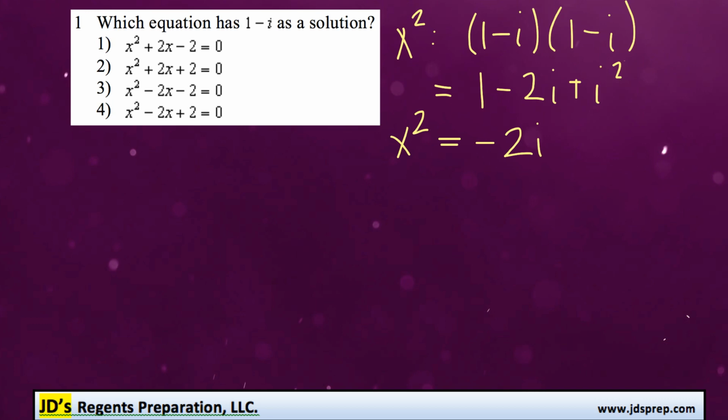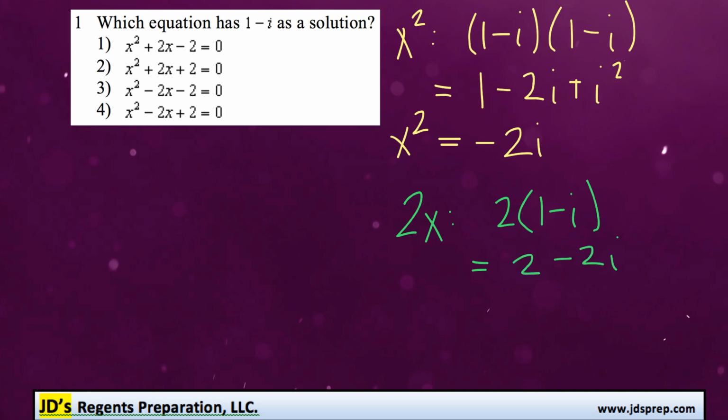Now let's take a look at 2x, because they all involve 2x. So that would be 2 multiplied by 1 minus i. And if we distribute that out, we would get 2 minus 2i.